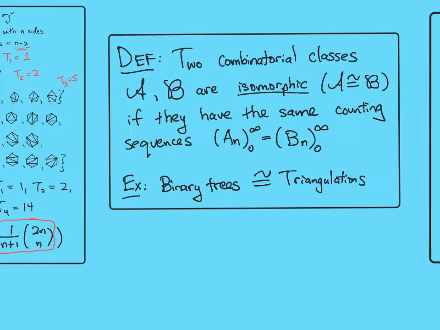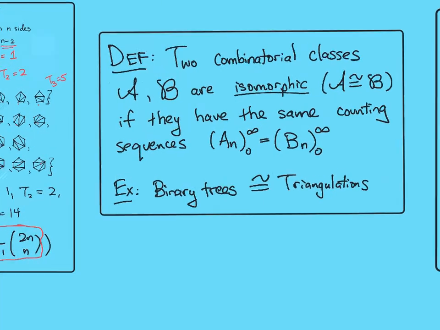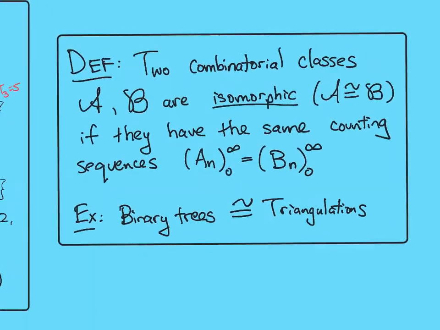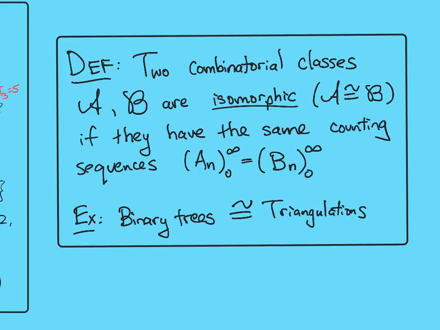Okay, and let's get into generating functions and so forth. We do need to have this definition first. So two combinatorial classes A and B are going to be considered isomorphic, and we'll write this if they have the same counting sequences. So an equals bn for all n. And the reason for introducing this is because we're only interested in the counting sequences of the combinatorial classes for a lot of what we're doing. Obviously, these things have other structures too, but the main thing we'll be studying initially is just these counting sequences.